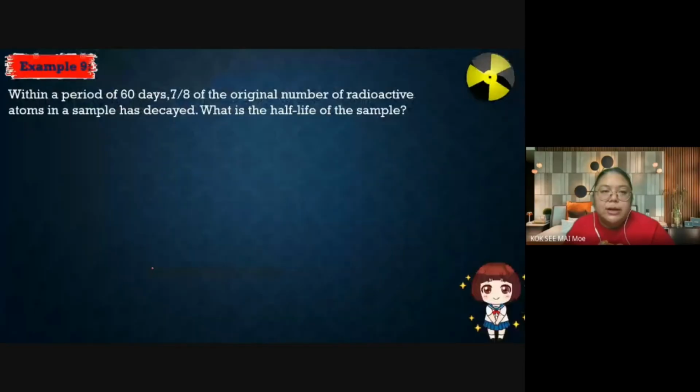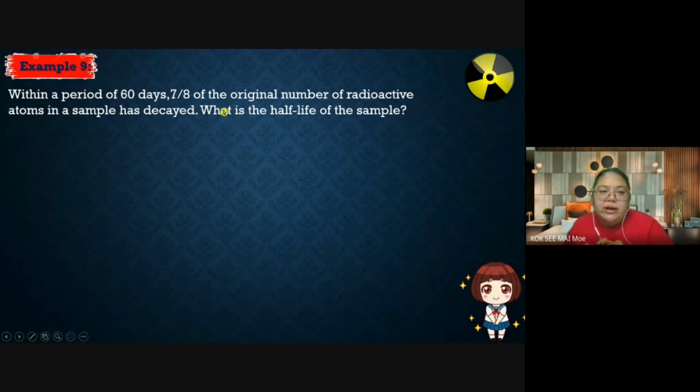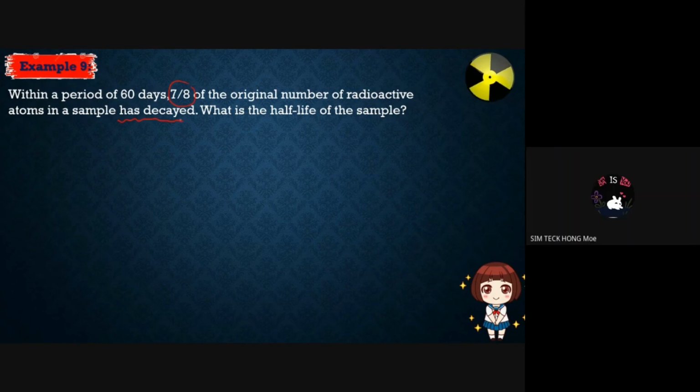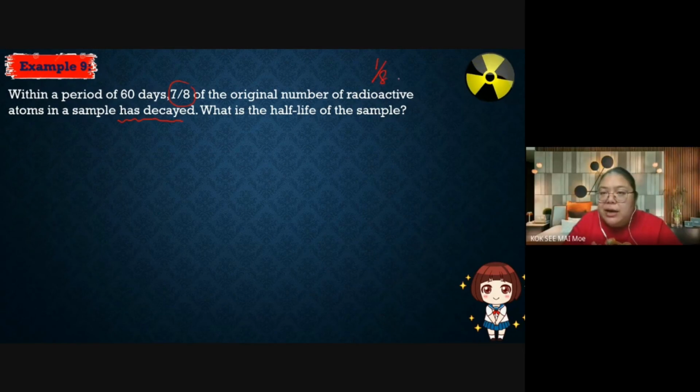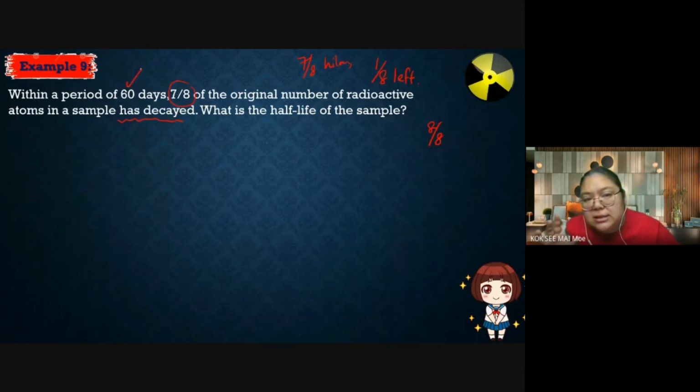Okay, then we go to number 9. Between a period of 60 days, 7/8 of the original number of the radioactive atom sample has decayed. How many not yet decayed? 1/8. So that means finally 1/8 is the left one. 7/8 has gone. So they ask what is the half-life of the sample. So original sure is 8/8, right? So from here, using the 60 days, they make it become 1/8.